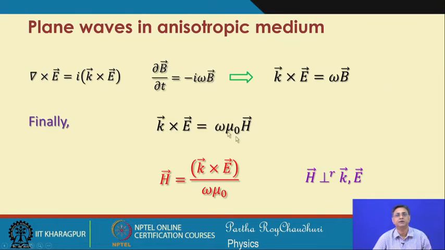If we bring them together, then we can write k cross E equal to omega mu naught H, and this we have seen in a similar way in the case of isotropic medium also. So, H can be represented in this form, k cross E by omega mu naught. It is very interesting to note this, and this property will be used everywhere: when you know the electric field, you can bring out the magnetic field using this relationship. But from here we can understand that the direction of H is perpendicular to the plane which contains the k and E vectors.